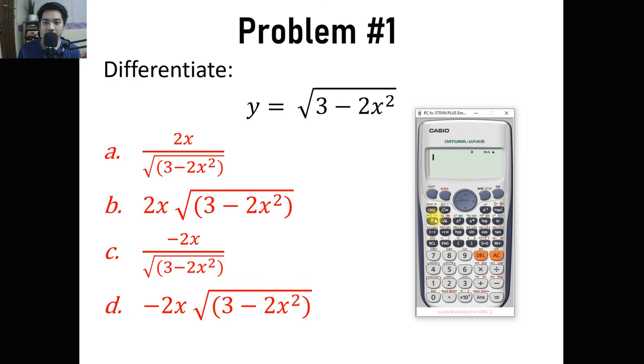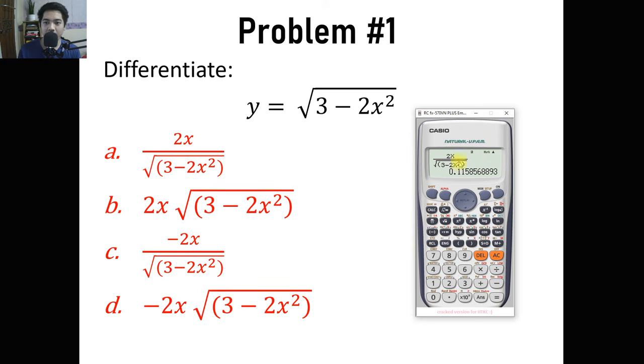So what are we going to do with our choices? Simply, we're going to type each choice in our calculator and calculate it using the same value of x we used a while ago in the derivative. This is our first choice, 2x. Just press calculate. The calculator will ask what value of x we should substitute in this letter A. We will still use the same 0.1, and this is the answer.